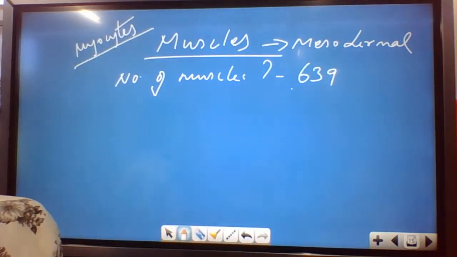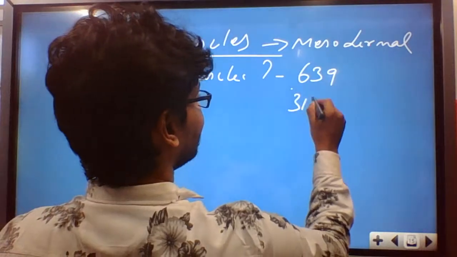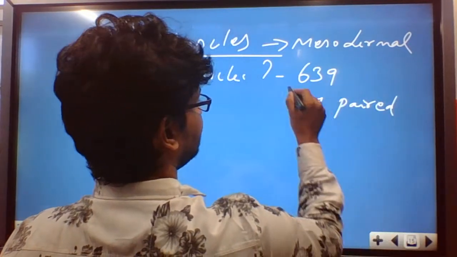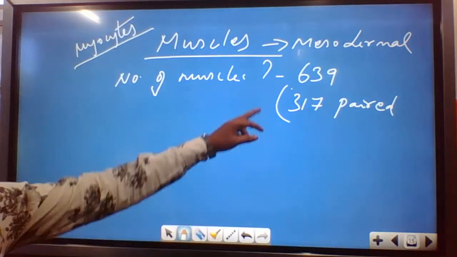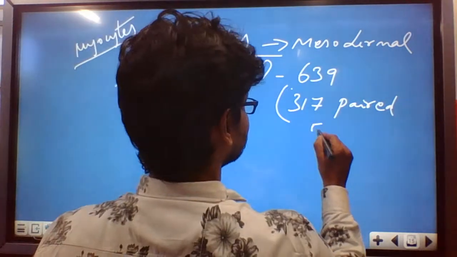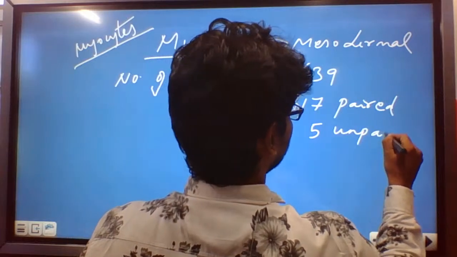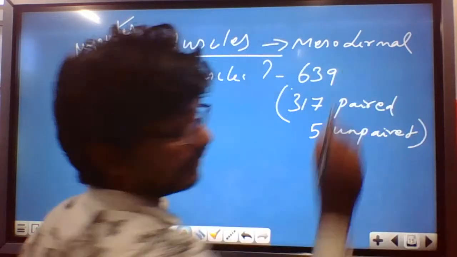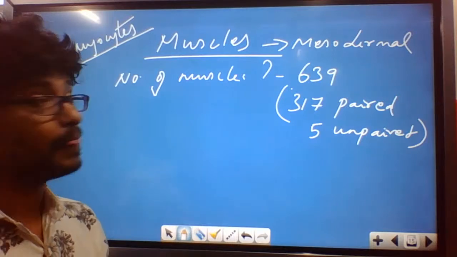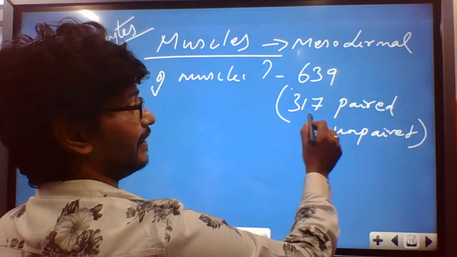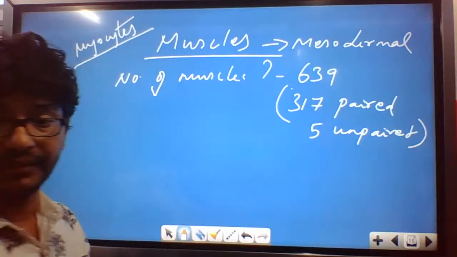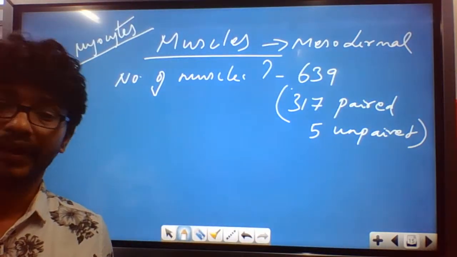Out of 639 muscles, 317 are paired muscles. The 317 has to be multiplied by 2, and the remaining 5 are unpaired muscles. This is an approximate number only: 639 is the approximate number, where 317 are paired muscles and 5 seem to be unpaired muscles.